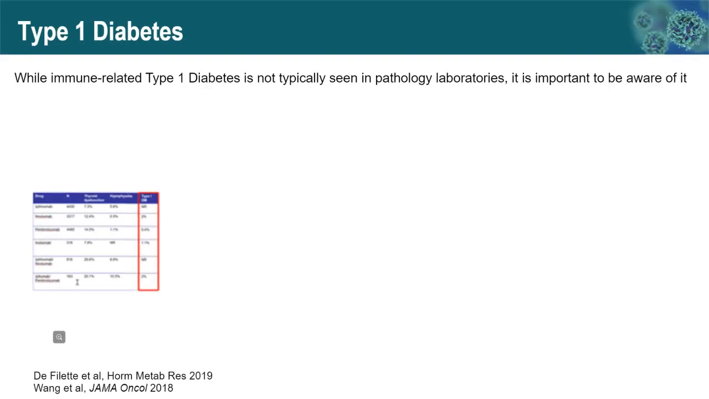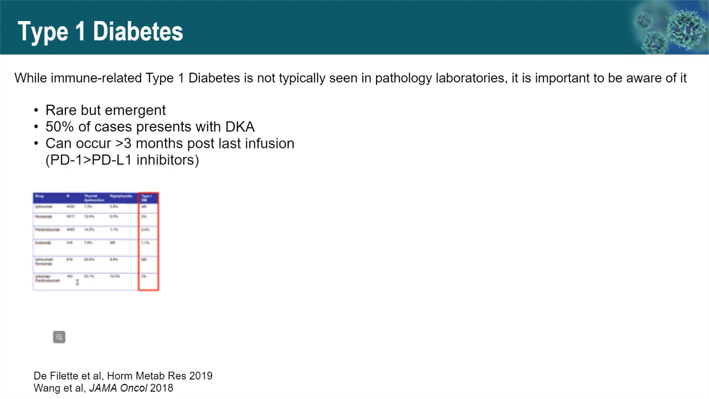Another potentially fatal toxicity that can occur from checkpoint inhibitors is type 1 diabetes mellitus. Again, this is rare, but can be emergent. And we know that in 50% of cases of patients who develop type 1 diabetes from checkpoint inhibitors, these patients present in diabetic ketoacidosis. This occurs most commonly more than 3 months after the last infusion of PD-1 or PD-L1 inhibitors, and appears to be more common in those treated with PD-1 as opposed to PD-L1 agents. Across a number of studies, we see that the incidence of this toxicity is exceedingly rare at 0.4 to 2%.